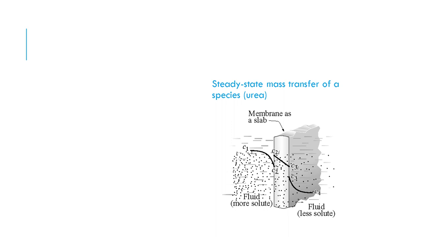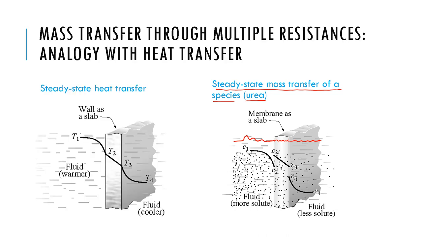So as formulated earlier, we want to do this steady state mass transfer of a species, in this case urea, through multiple resistances. This is one through the blood, then through the membrane, and then through the dialyzing fluid. Notice that this case of mass transfer through multiple resistances is analogous to the steady state heat transfer, where we have high temperature on one side and low temperature on the other side. So high temperature corresponds to the high concentration of urea, and low temperature here corresponds to the low concentration of urea in the dialysate. The high concentration is in the blood.